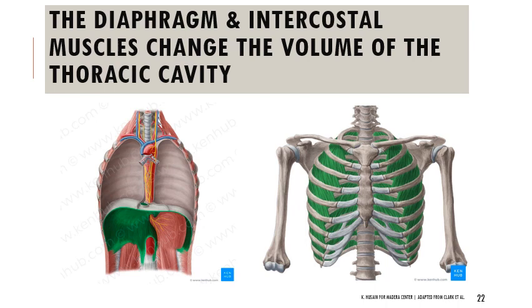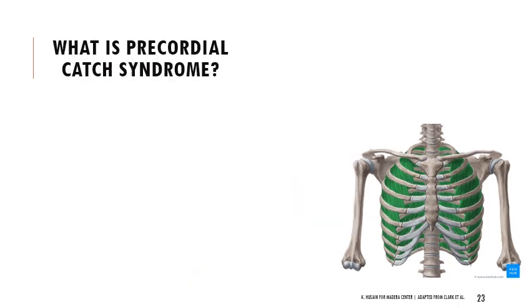Those are muscles that are between your ribs. And so these are really important because they change the volume of your thoracic cavity, that upper chest region of your body. Before we talk more about the mechanics, though, I wanted to highlight something about the intercostal muscles. So a lot of people have what's called precordial catch syndrome, but don't really know what that is. So we're looking at the intercostal muscles here.